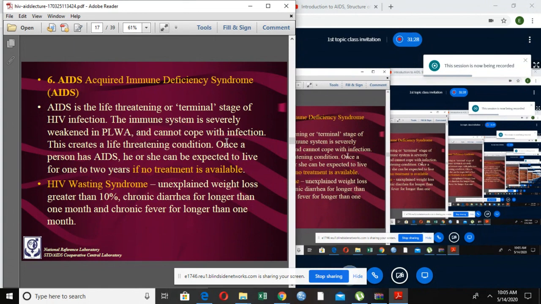This creates a life-threatening condition, and once a person has AIDS, he or she can be expected to live for 1 to 2 years if no treatment is available. What happens if a person withdraws from taking ARVs?